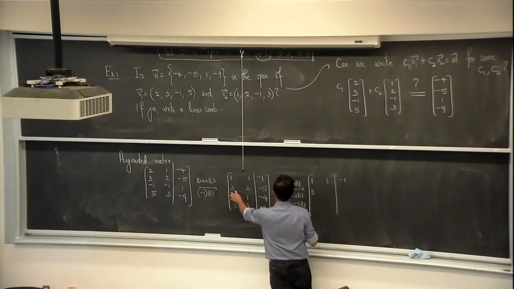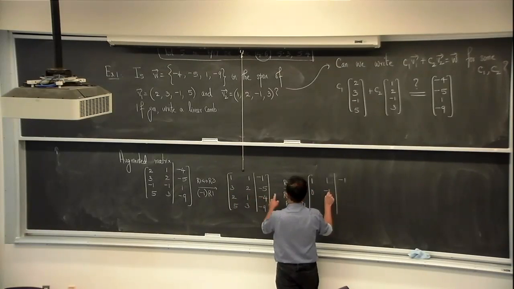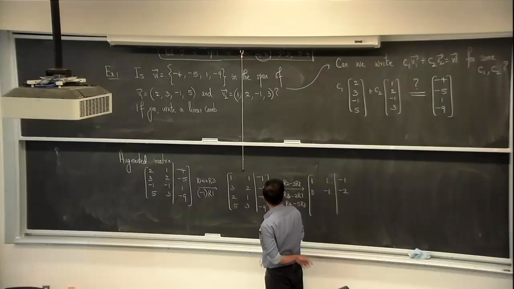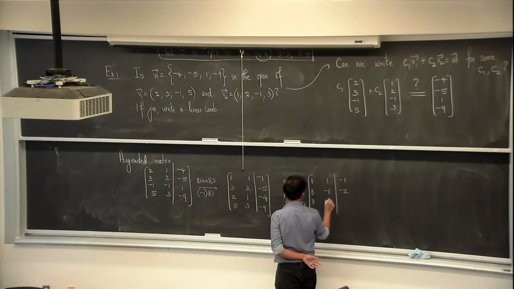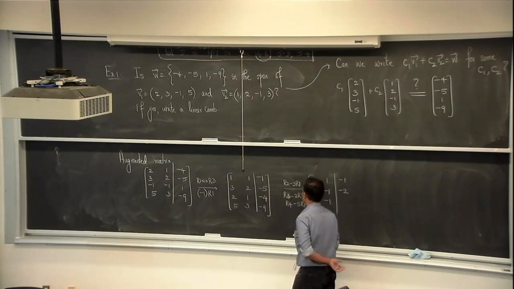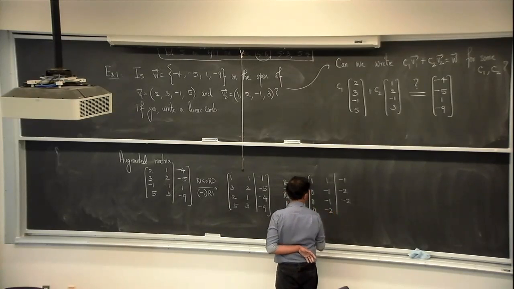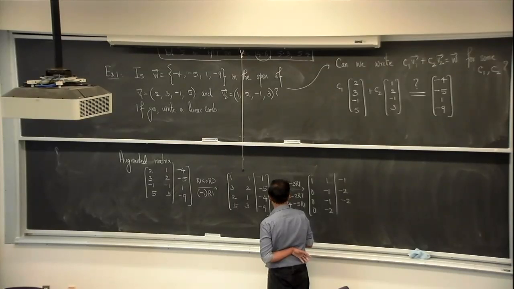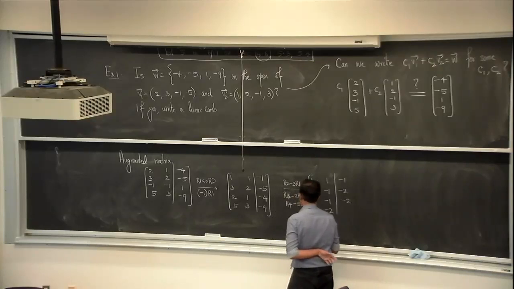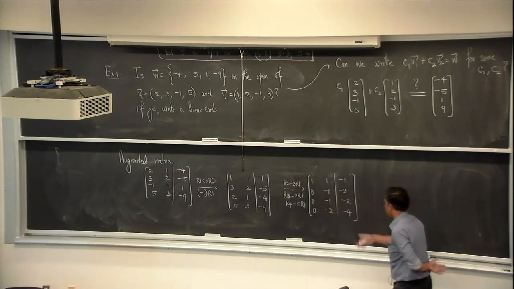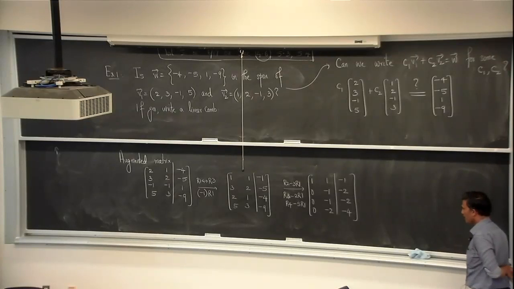It's 0, negative 1, negative 2, 0, negative 1, negative 2, good, 0, negative 2, and negative 4. So that's always a sigh of relief if you're expecting a consistent system. None of those things should be conflicting.